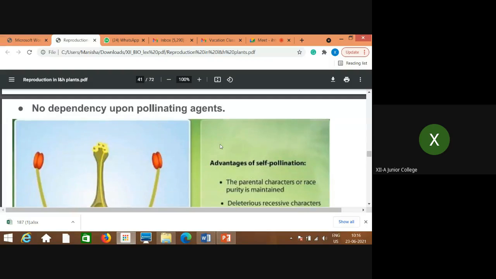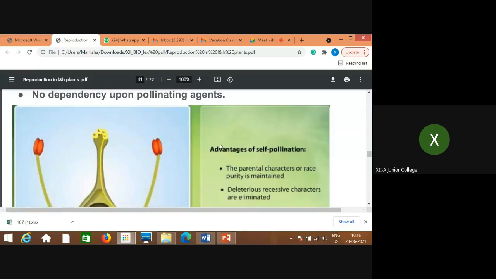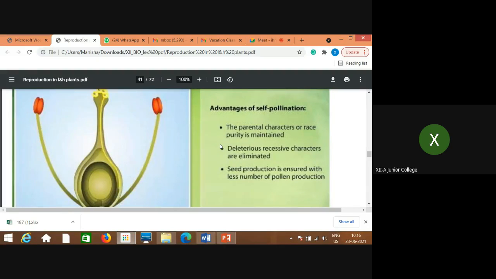Now we will see what the advantages of self-pollination are and what the disadvantages of self-pollination are. First, in self-pollination, there is no dependency on the pollinating agents. That means pollinating agents are not required, so it saves a lot of energy. The second advantage is that parental characters or race purity is maintained. That means if you want to maintain the pure form, that particular character can be maintained in the next progeny for several generations. That is called purity. Purity of that character is maintained only with the help of self-pollination.